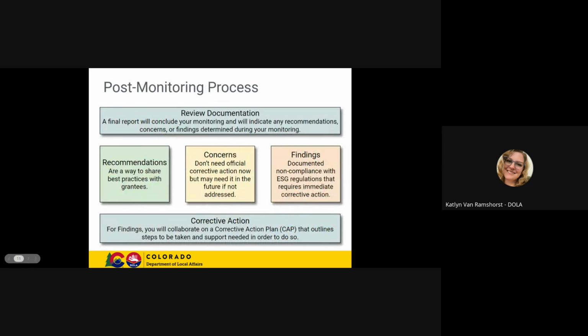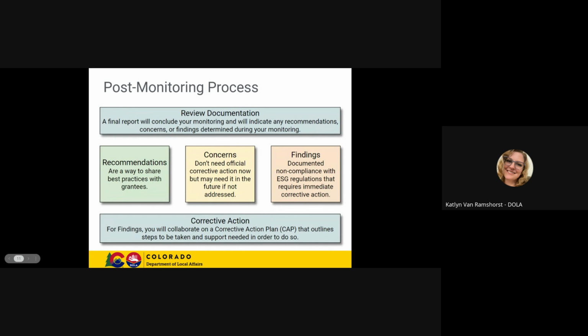Once your review is completed, whether it's a desk or an on-site review, your grant manager will create a final report that outlines areas of compliance, recommendations, concerns, and/or findings. If an agency is in full compliance with ESG requirements, your monitoring is complete when you receive the final report. If we noticed any areas where there could be improvement based on best practices and not requirements, we will share that information with you. These are recommendations for you to consider addressing.